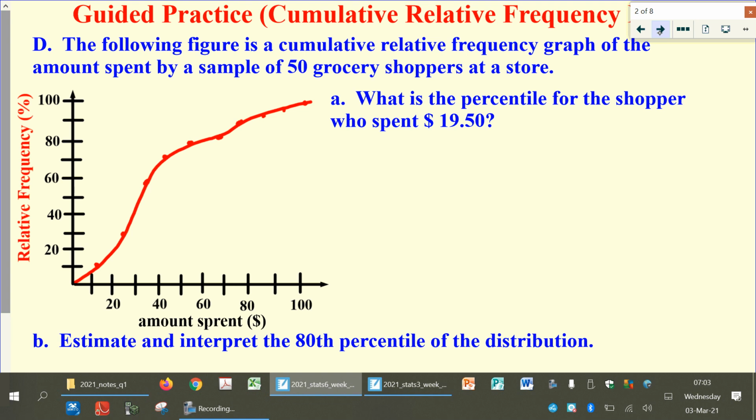Okay, so here's another graph. We're looking at a practice here. We've got the cumulative relative frequency plot for the amount spent by a sample of 50 grocery shoppers at a store. And our first question is, we want to know what percentile is the shopper who spent $19.50. So $19.50 is right before 20, really close to 20, so I'm just going to go right up against 20.